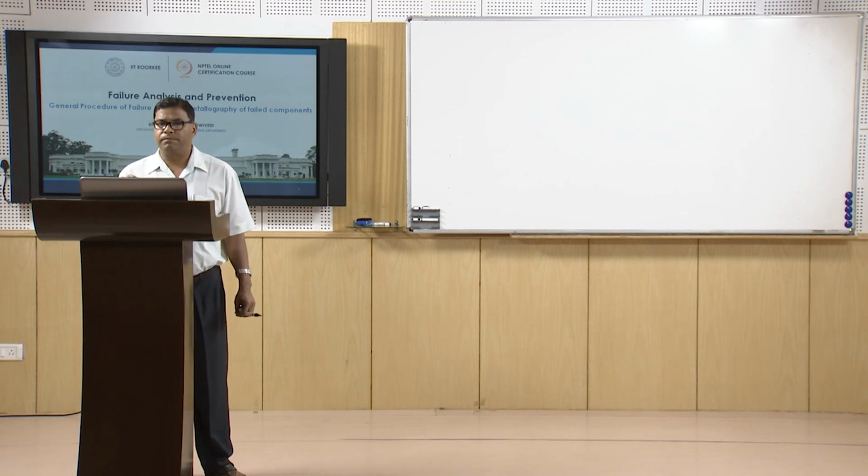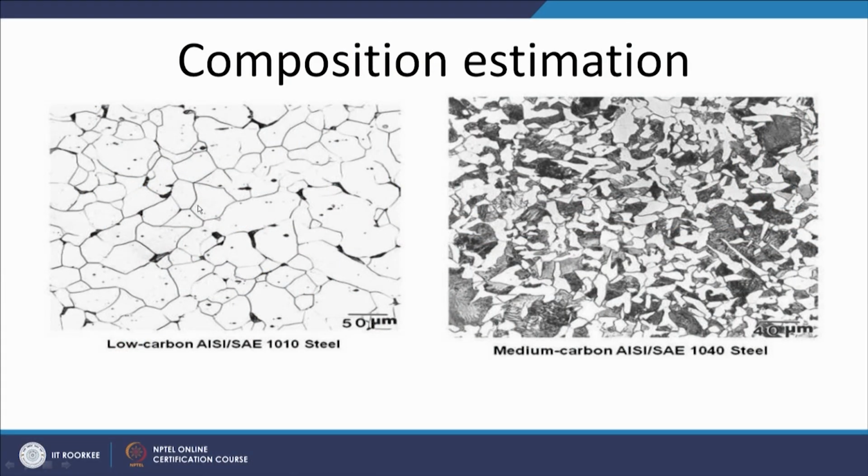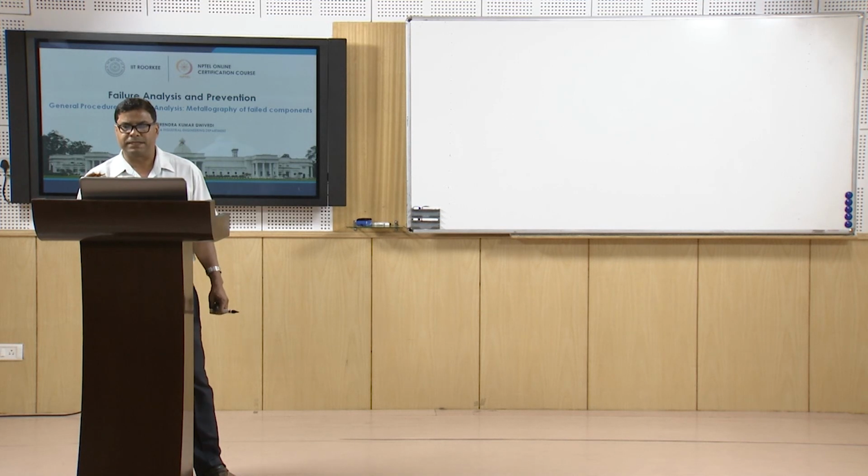As I said, compositional estimation through metallography is also possible, wherein we try to determine the fraction of ferrite and pearlite. These dark phases at the boundary of the light-etched ferrite indicate the pearlite, and the fraction of pearlite is very small. This corresponds to 1010 steel, which has very low carbon, that is 0.1% carbon.